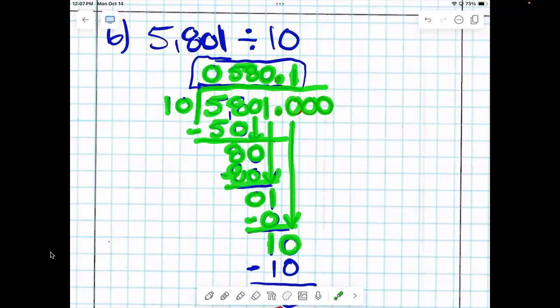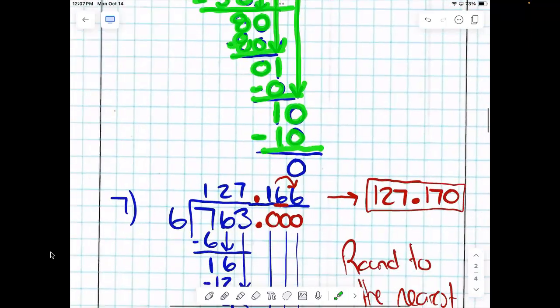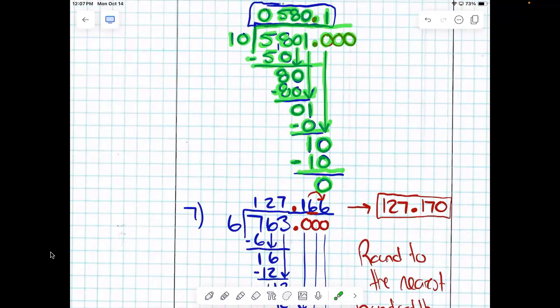And does 10 go into 10? Yes. How many times? 1. What's 1 times 10? 10. When I subtract, I get what? 0. I get 0. Can I be done with the problem then? Yes.